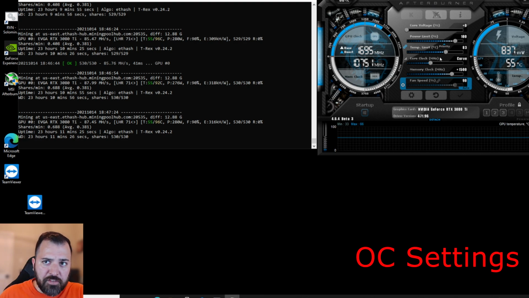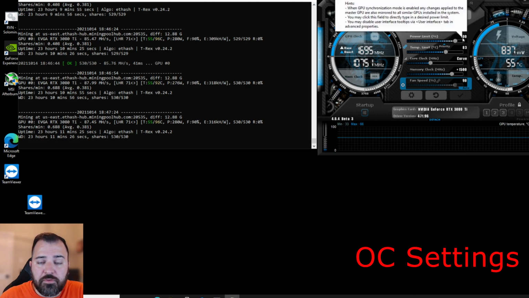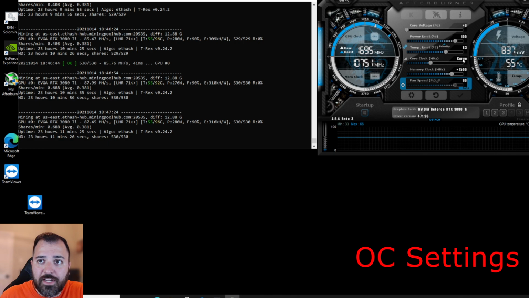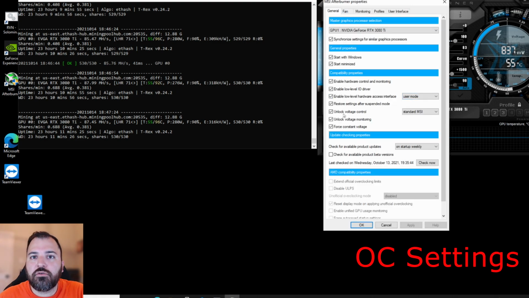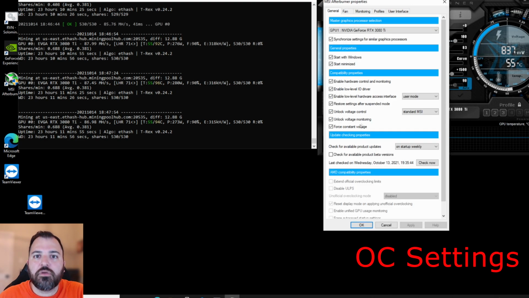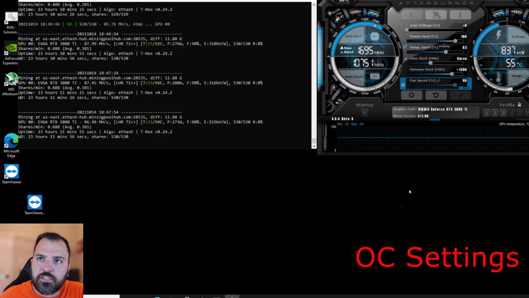But if you notice, that core clock has this little thing called curve referenced here. How that happens is new to me too, actually. If you operate MSI Afterburner using default settings, you're never going to get this little curve. And how do you get there? Well, the first thing I did was click on settings, go to general, and unlock voltage control, voltage monitoring, and force constant voltage. I believe those are the three settings that I changed.